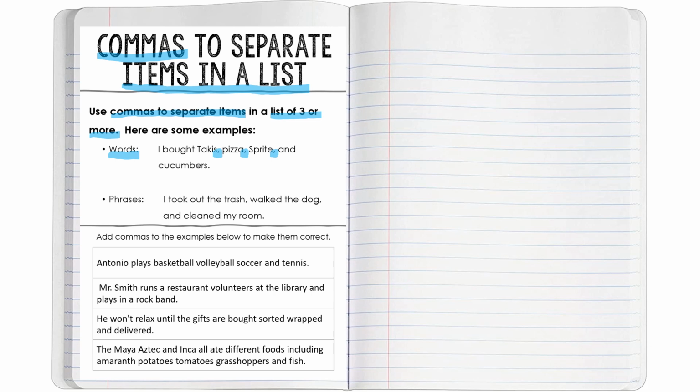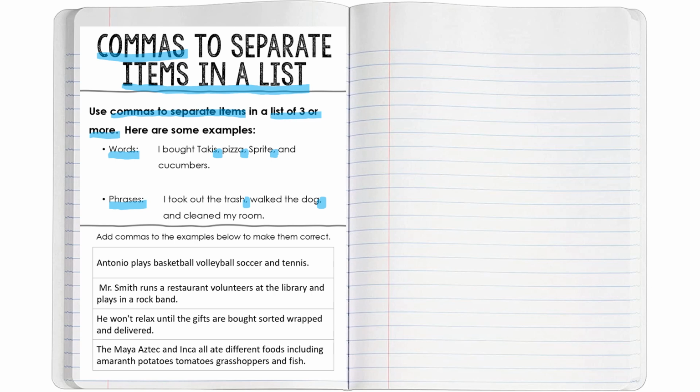Another type of comma you'll be asked to do is when you're making a list of phrases. Look at this next sentence. I took out the trash, walked the dog, and cleaned my room. I'm listing activities that I did, and so I need a comma between each thing that I did. Even though it's not after every word, I'm still using a comma after each thing in the list. So one of the things I did was I took out the trash, comma, I walked the dog, comma, and cleaned my room. So those commas are separating each of the things I did. That's the big idea when I'm using commas.